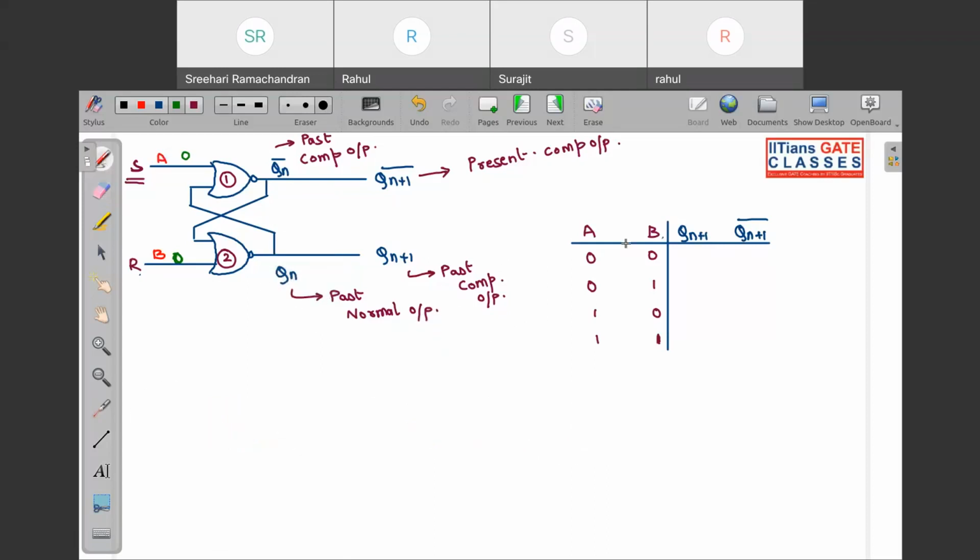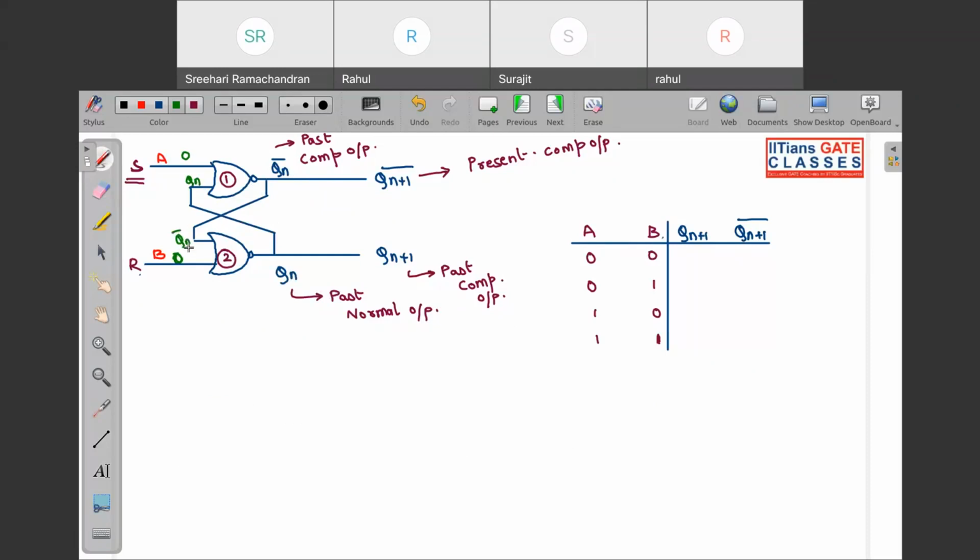So look over here, A and B both are 0. A is the input of this first NOR gate, and B is the input of the second NOR gate. So both of them are 0. Basically I need to see what the other input of both the gates is. For this you can see it is Qn, and for this one it is Qn complement.